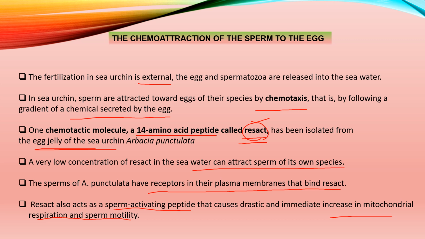So what are the points we should remember? Fertilization in sea urchin is external. The sperm are attracted towards the egg by a chemical molecule secreted by the egg jelly, which is called resact. Resact is a 14 amino acid peptide. Resact binds to the receptor present in the sperm plasma membrane. When resact binds to the sperm plasma membrane, it increases the mitochondrial respiration and the sperm motility so that the sperm moves towards the egg.